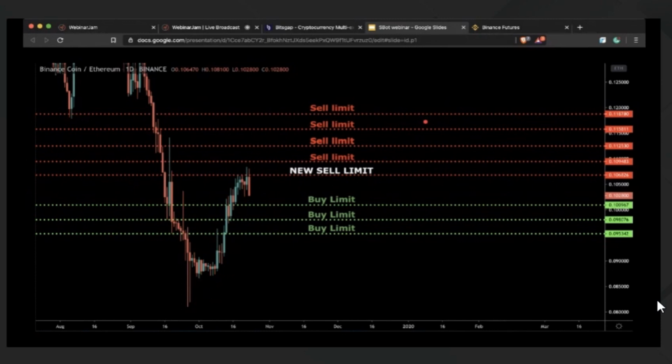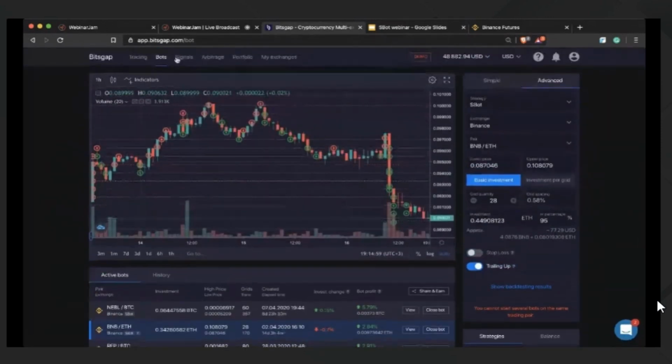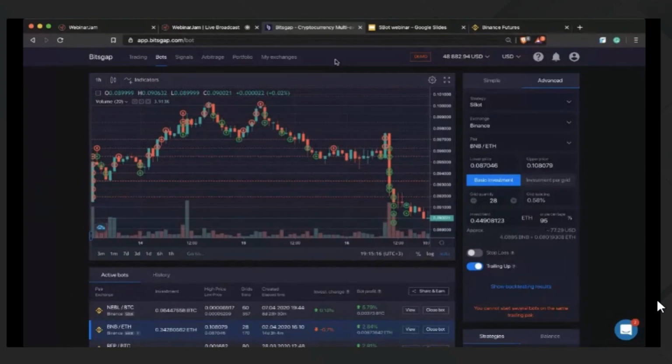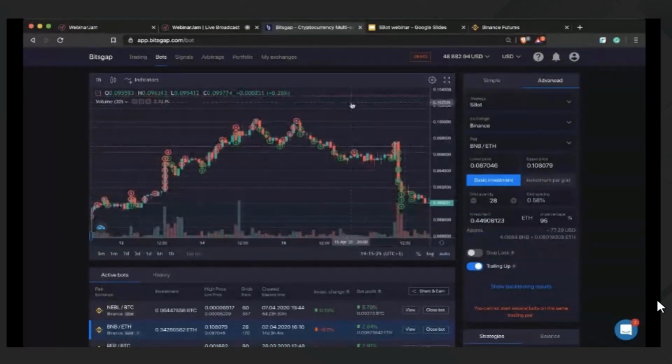So let's now open the Bitsgap platform, and I will show you exactly how it works. First of all, you have to open your Bitsgap, or if you haven't registered yet, just register, and then you can simply switch to the demo mode, where you can test. That's one of the greatest features that we have: you have virtual money that you can test with before actually jumping into real market trading.